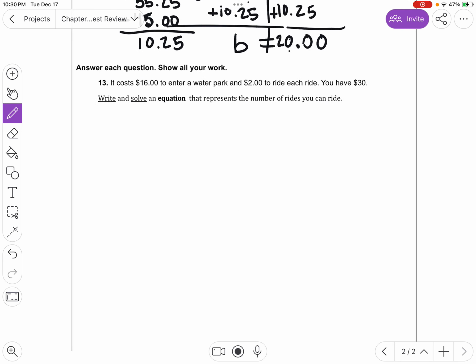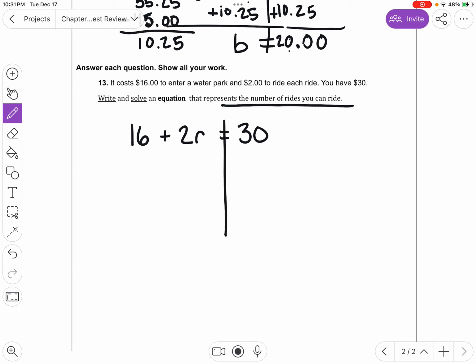Alright, last one, number 13. It costs $16 to enter a water park and $2 to ride each ride. I have $30. Okay. To write my equation, I know that my costs are going to be 16 plus $2 for every ride. So this is where I need to put my variable because I'm looking for the number of rides. That's what the question says right here. I have $30. I know that this has to equal $30 because I can't spend any more.